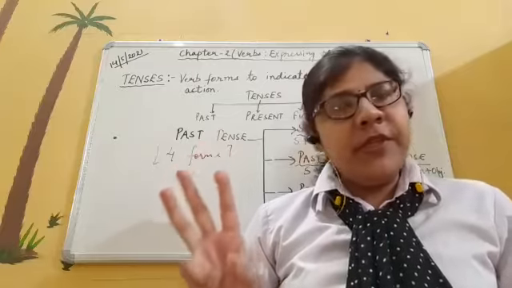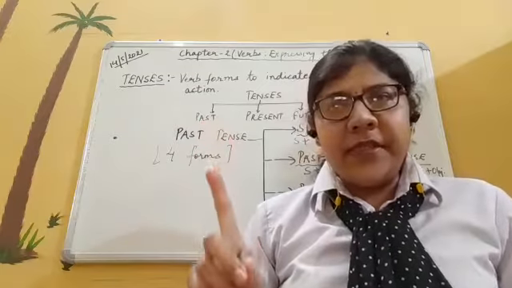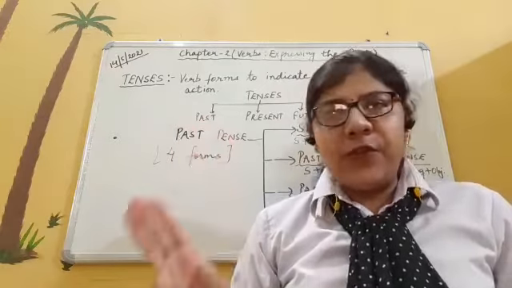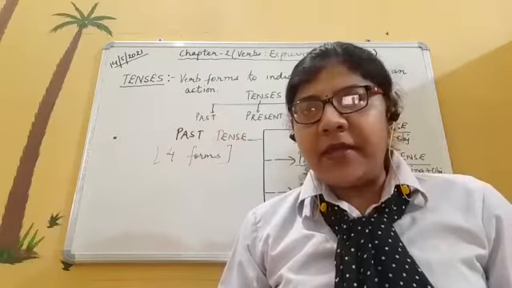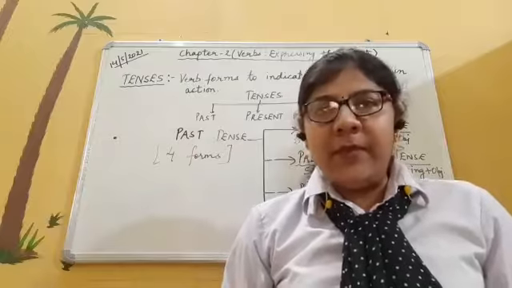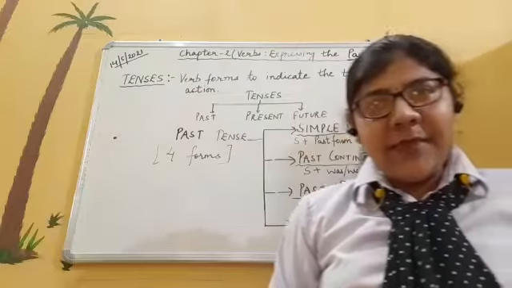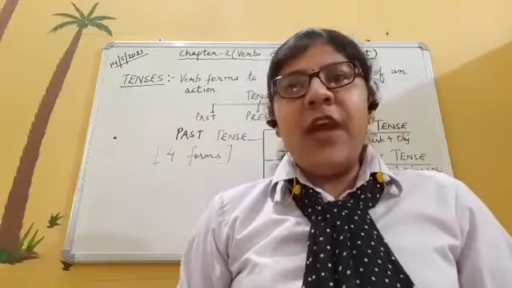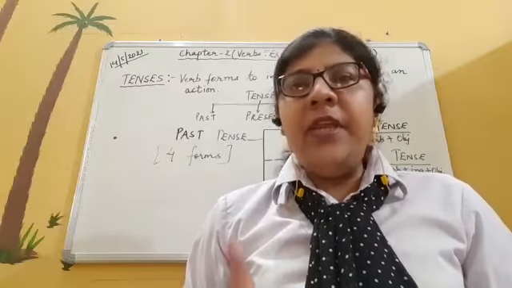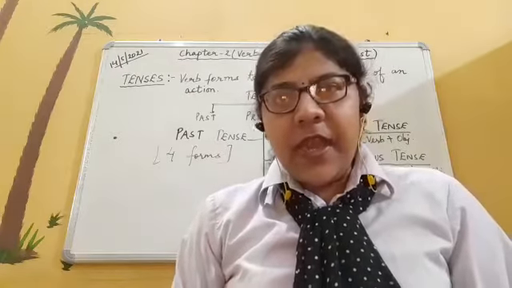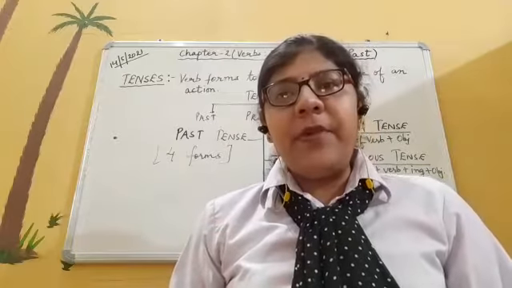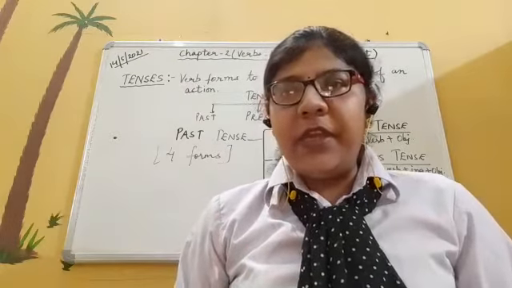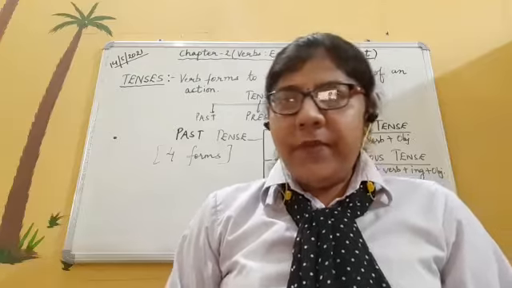Total three major tenses are there: past tense, present tense, and future tense. Past tense means the actions which happened in the past, before the time of speaking. Present tense means the actions which happen at the time of speaking. And the future tense means the actions which are expected to happen after the time of speaking. They come in the category of past tense.